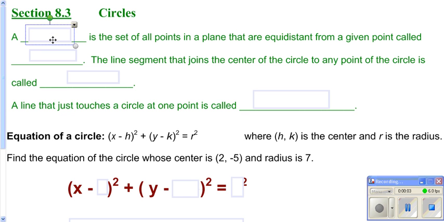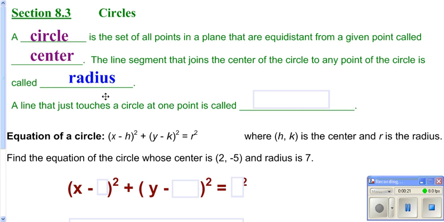A circle is a set of all points that are equidistant from a given point. That given point is called the center. A line segment that joins the center of your circle to any point on the outside of the circle is called the radius. And the line that touches the circle at one point is called a tangent.